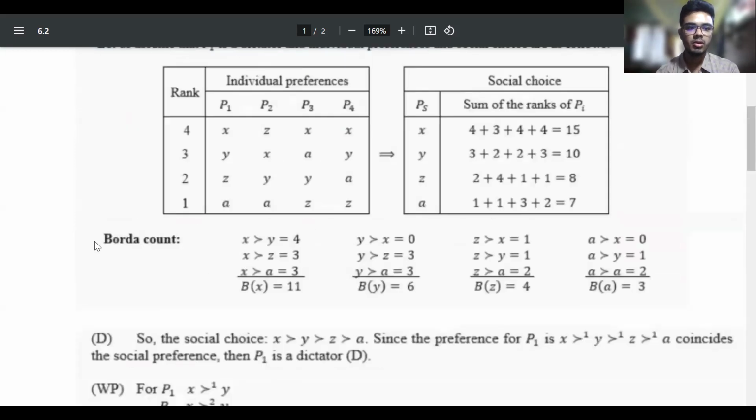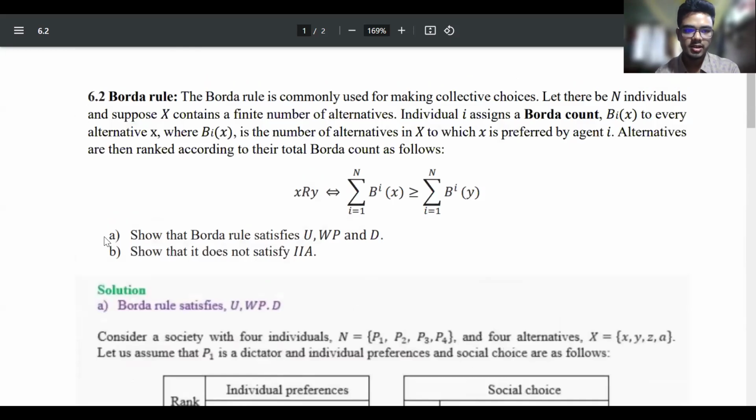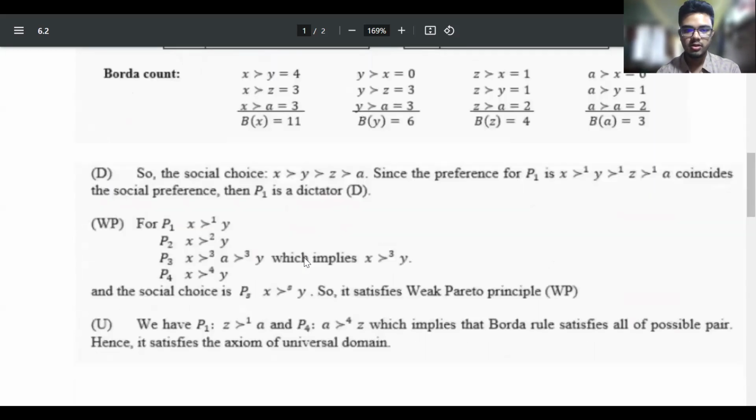So we discussed the solving procedure of question A. Now, we should discuss the next problem: show that it does not satisfy IIA. Okay.